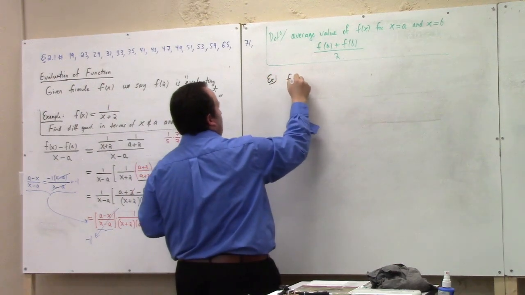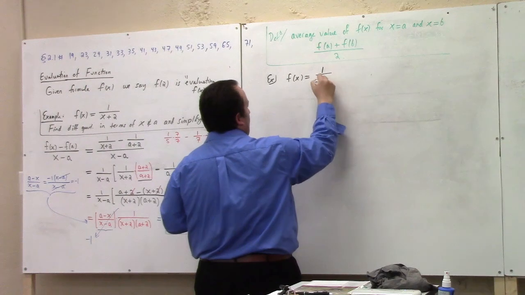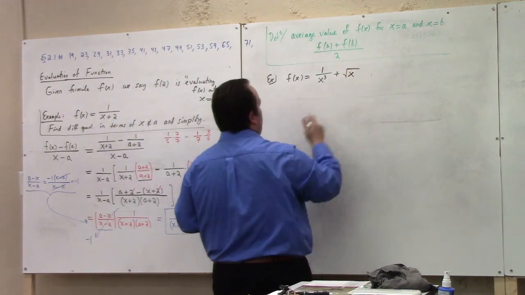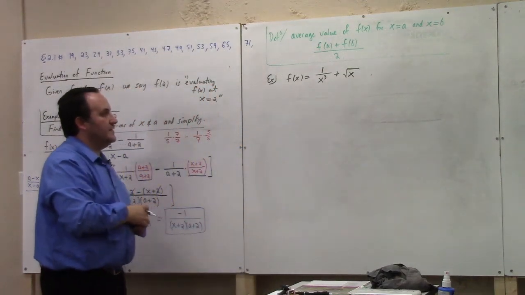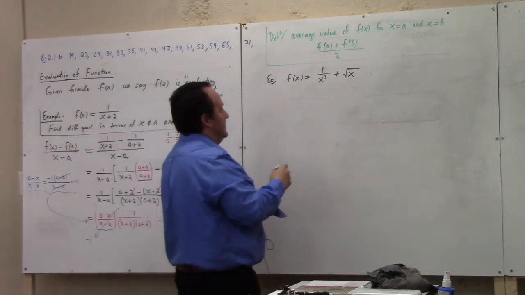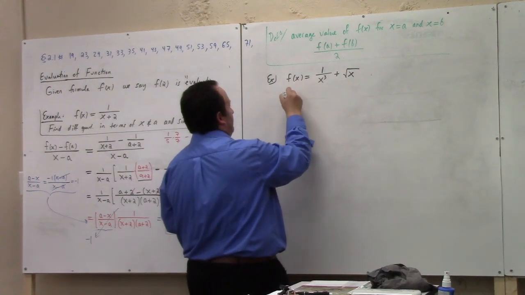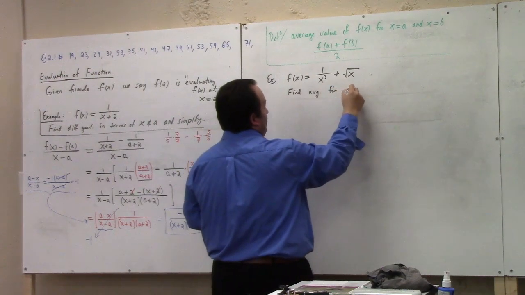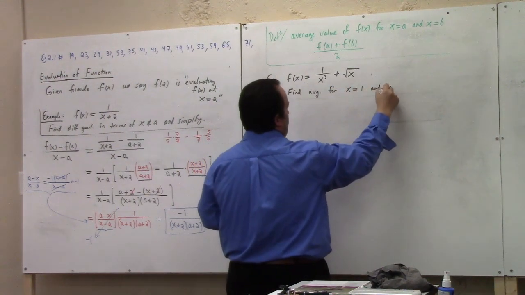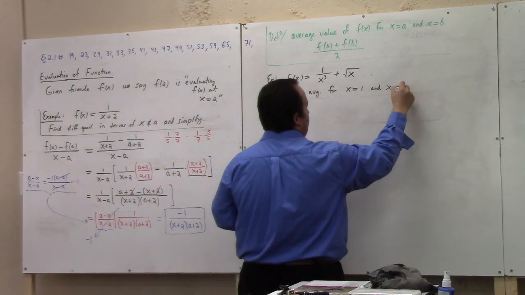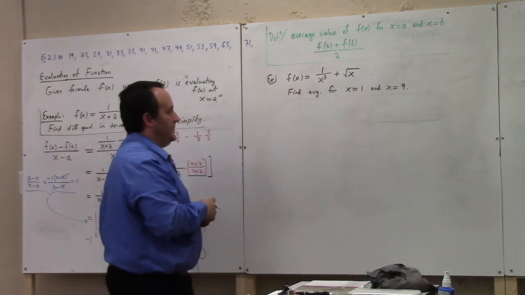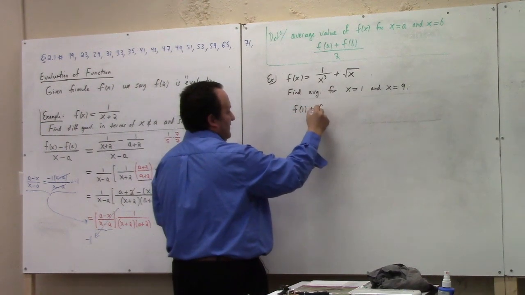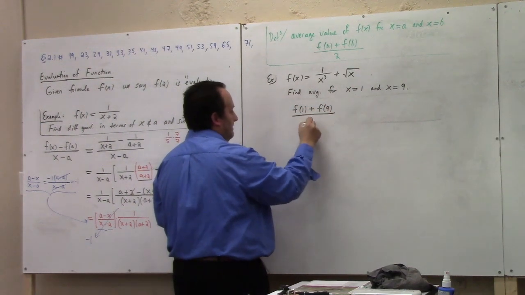Let's see here. How about f of x equals 1 over x cubed plus the square root of x. And we can say find the average for x equals 1 and x equals 9. So we have to do what? We have to do f of 1 plus f of 9 and divide by 2.